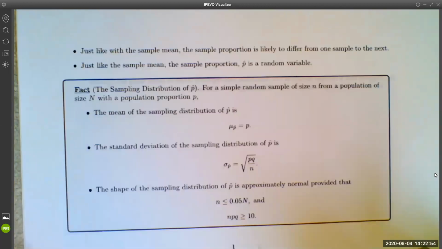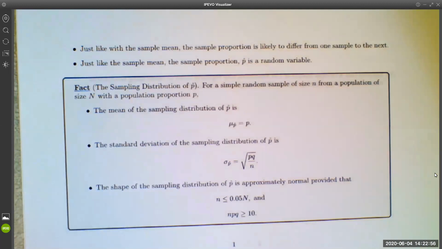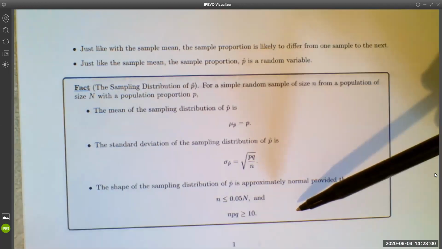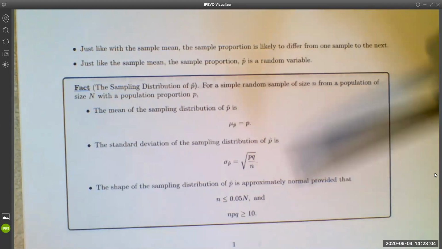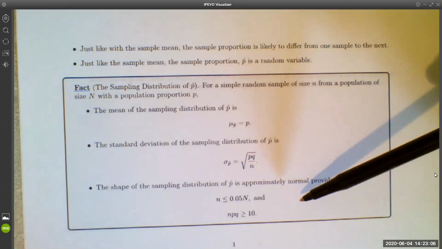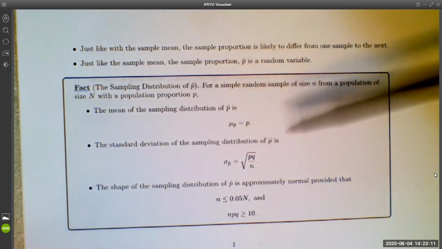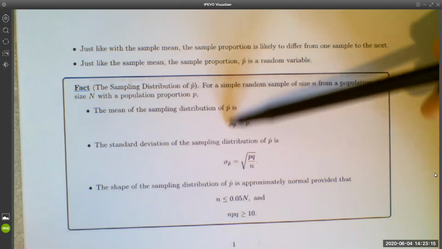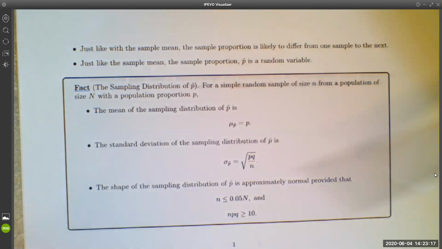And here are the results of that. Again, I'll explain where these results come from later on in the section. But for now, just take my word for it, and I'll run you through a couple example problems so that you understand what's going on. But here's the idea, right? The center of the distribution, the mean of the sample proportions, mu sub p hat, is equal to p.